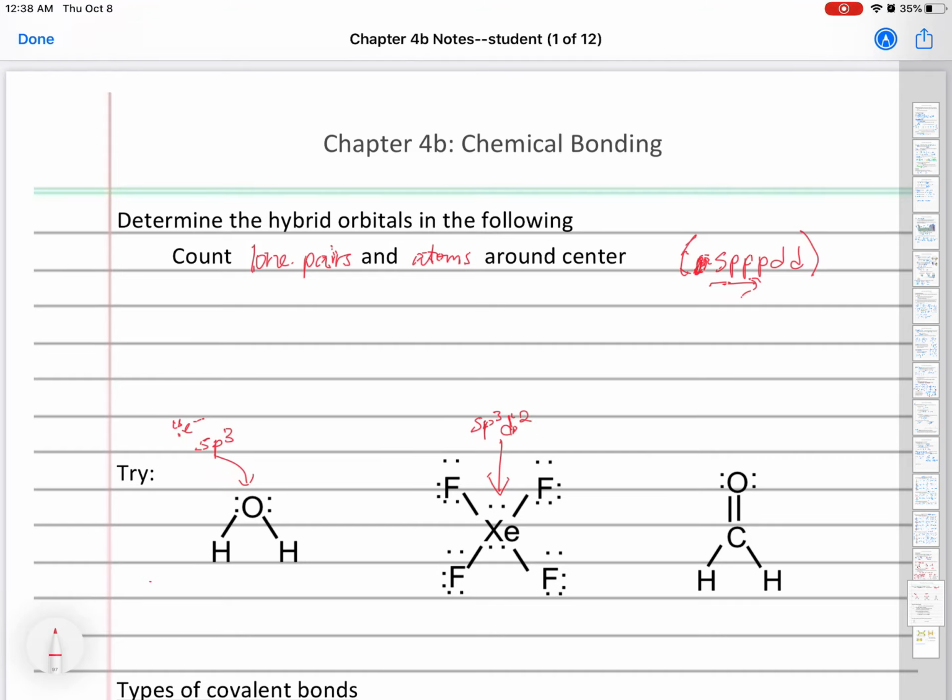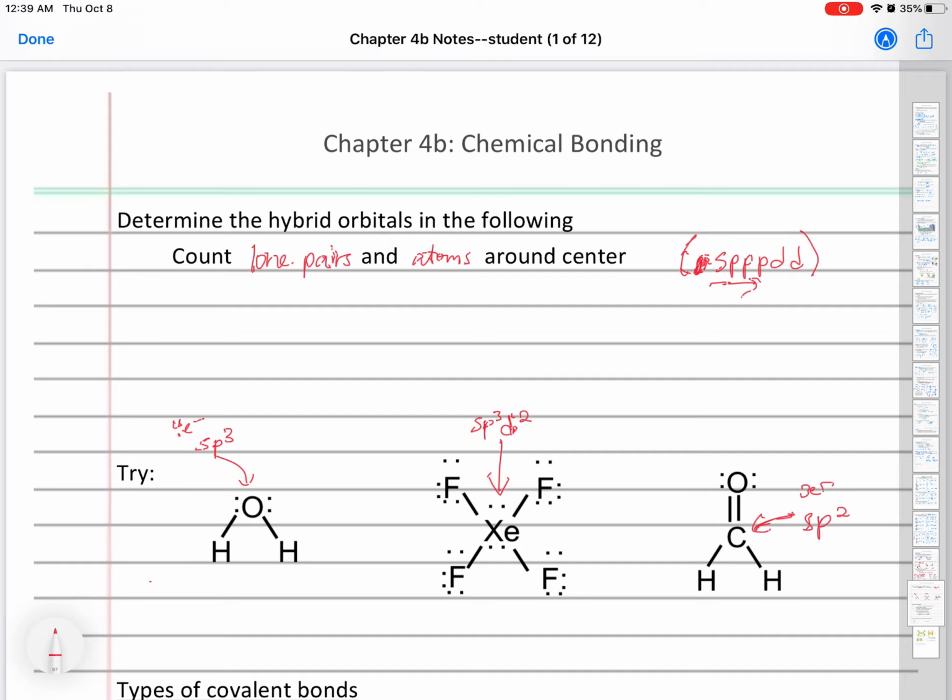So that would be sp3d2. That's a total of 6 orbitals hybridized. S, P, P, P, D, D, total of 6. And then this carbon right here has 3 bonding domains, no lone pairs. So a total of 3 electron domains means it's sp2 hybridized.